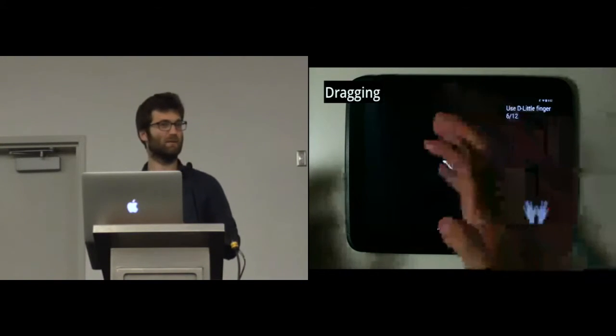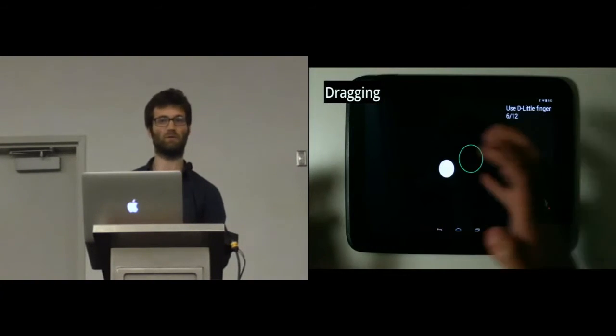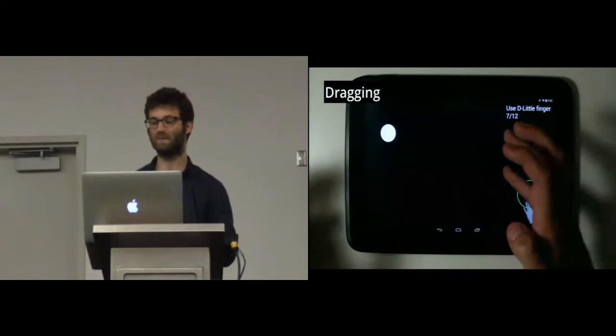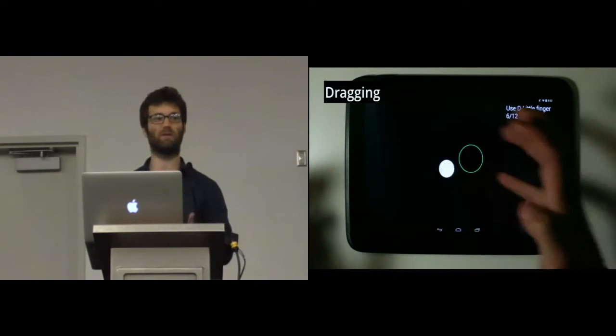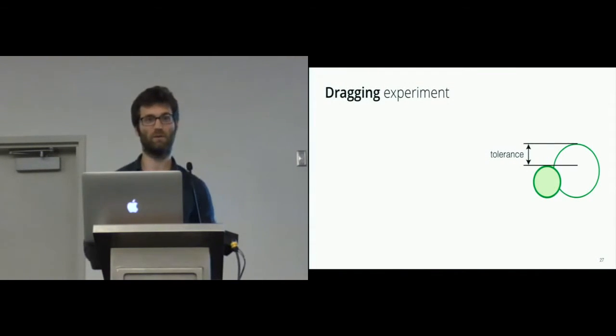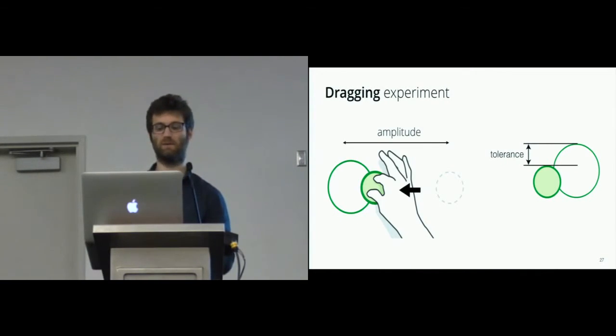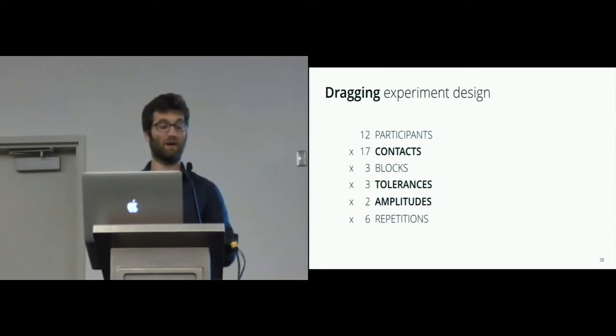The second task was a dragging task, where participants were asked to drag a circular token into a target area. Again, as fast as possible, and keeping an error rate around 4%. The tolerance was the diameter of the target minus the diameter of the token, and the amplitude was the distance between the centers of the token at its initial location and the target area. The dragging experiment had the same experimental design as the pointing one.